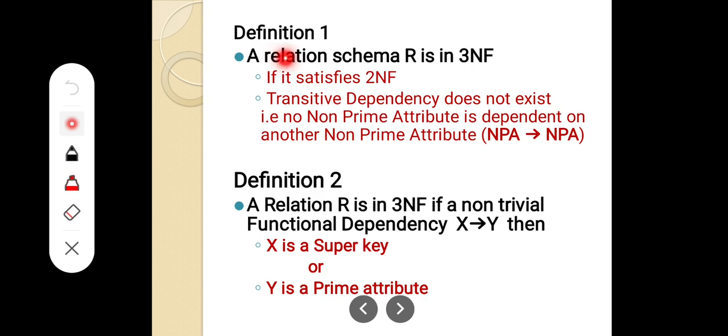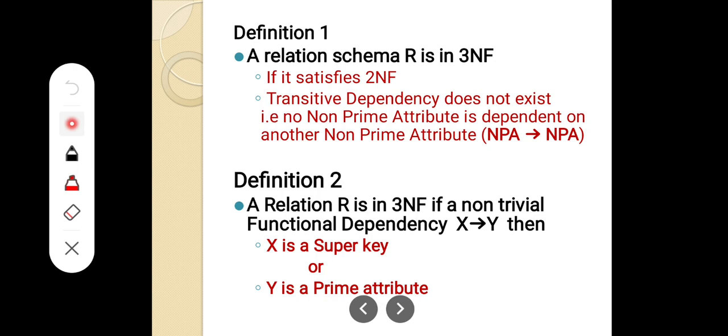A relation schema R is in 3NF if it satisfies the following. The first rule is that it must satisfy 2NF. If a relation is in 3NF, it must already be in 2NF. Only after that can we check the next condition. What is the next condition? Transitive dependency does not exist. Transitive dependency should not be existing.